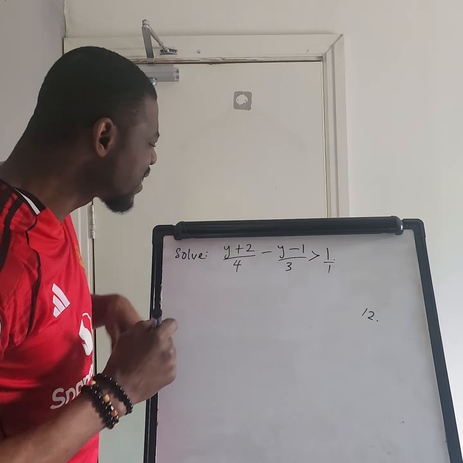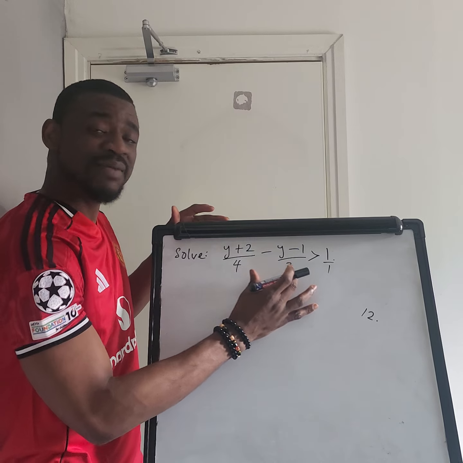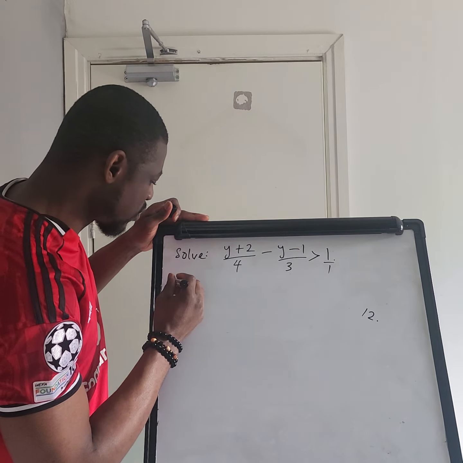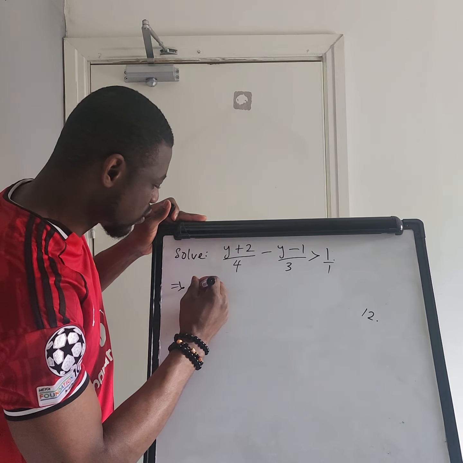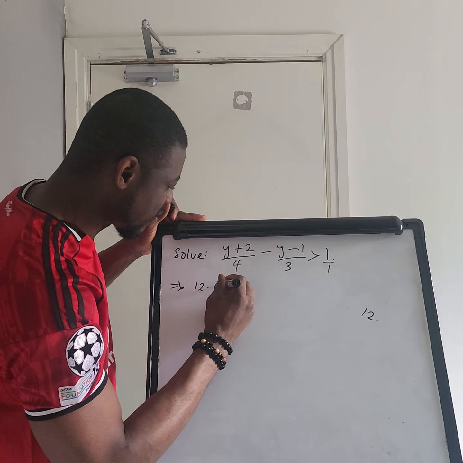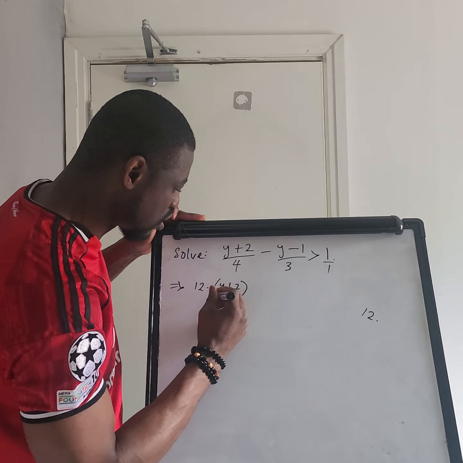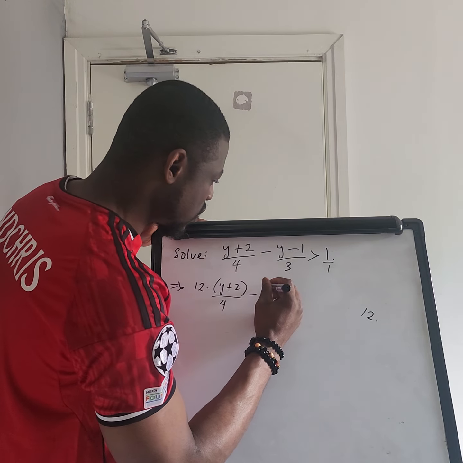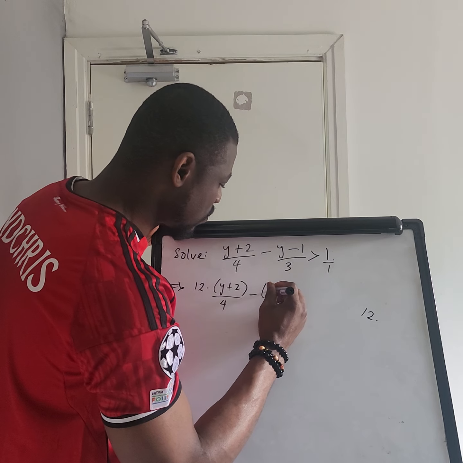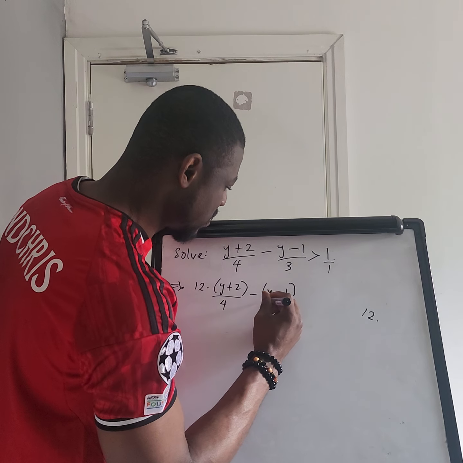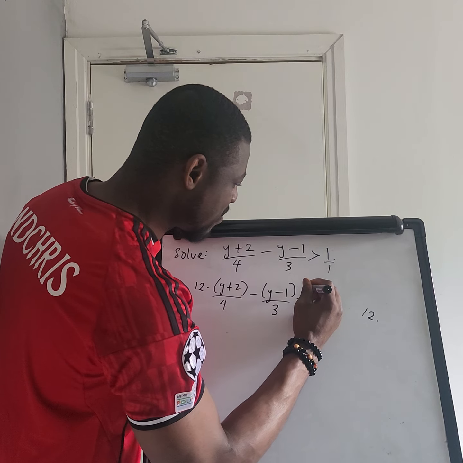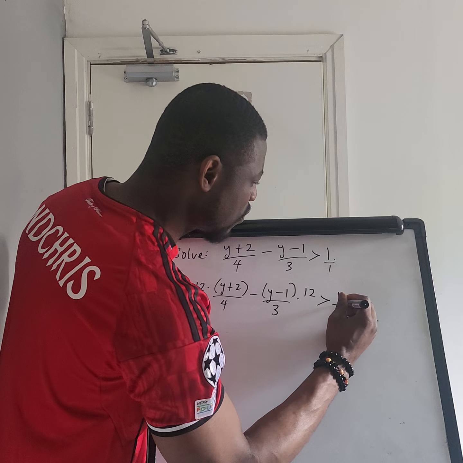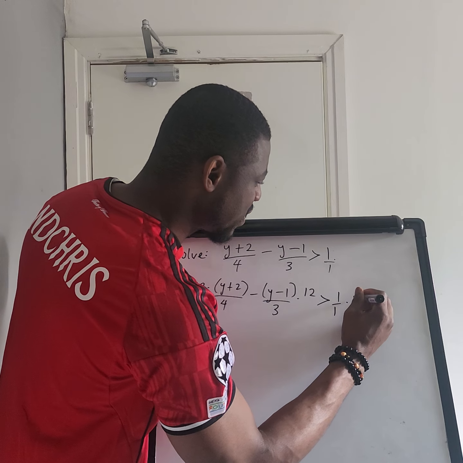12. Now, I'm going to multiply every term of this expression using the LCM, which is 12. So I'm going to have 12 multiplied by (y + 2)/4, minus, use a bracket now, (y - 1)/3 multiplied by 12, is greater than 1/1 multiplied by 12.